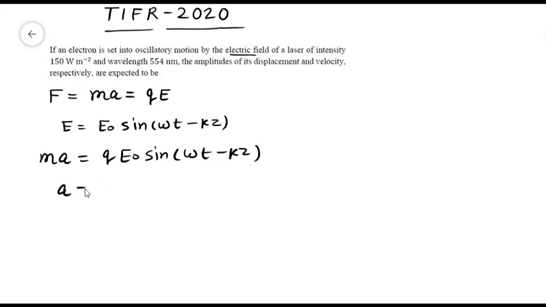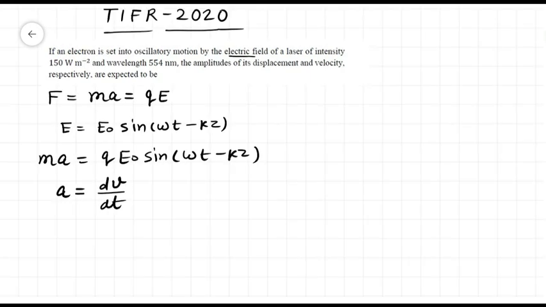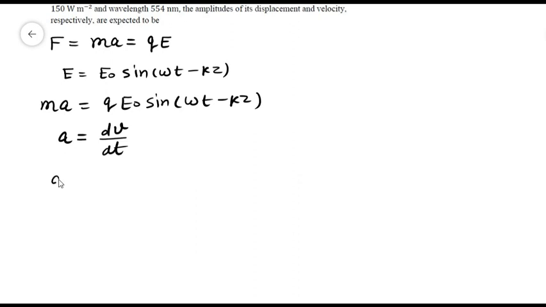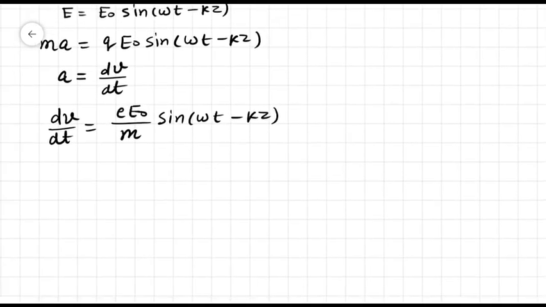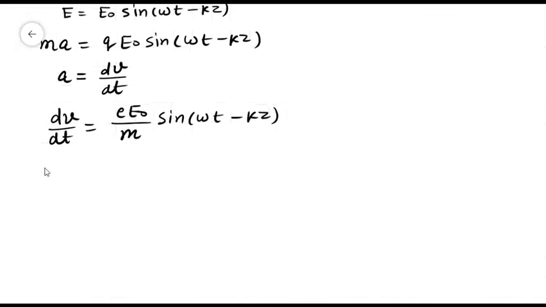The acceleration a is equal to dv divided by dt. So dv by dt will be equal to the charge on the electron, e, so e times E naught divided by m sine(omega t minus kz). Multiplying by dt on the right hand side, we get dv equals e E naught divided by m sine(omega t minus kz) dt.